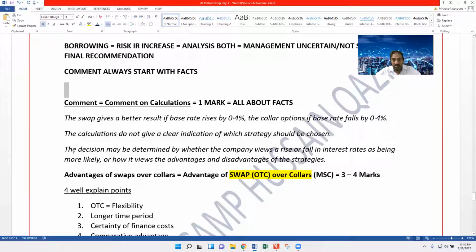The decision may be determined by whether the company's viewpoint is a rise or fall. The final decision is based on the perception of the company's management as to what is more likely, or how it views the advantage and disadvantage of the strategy. Here the marks for the comment are very few. That's why there is limited discussion here. But always start the comment with facts. Then you incorporate the things according to the marks, considering the forward, futures, all the things.